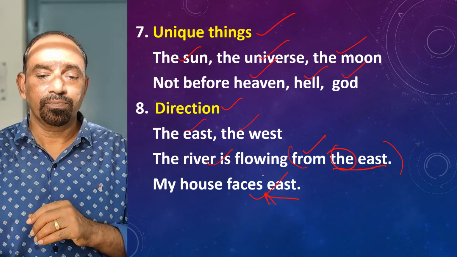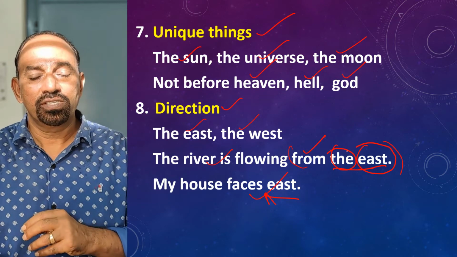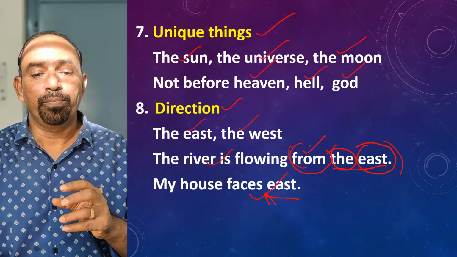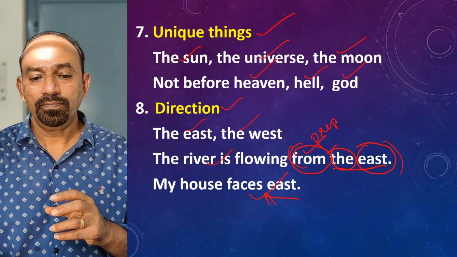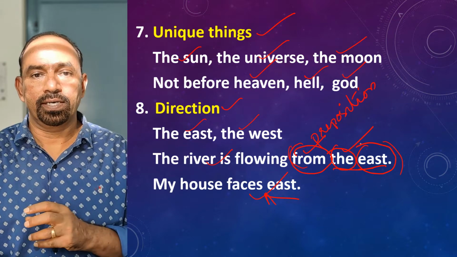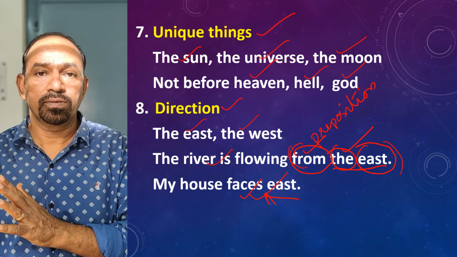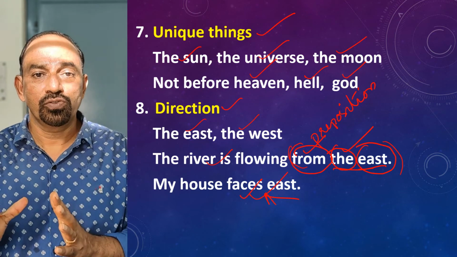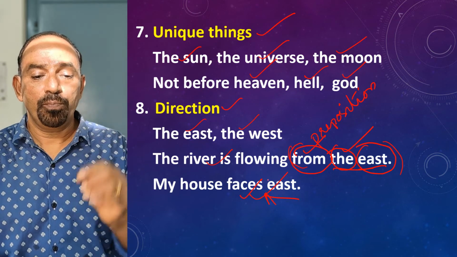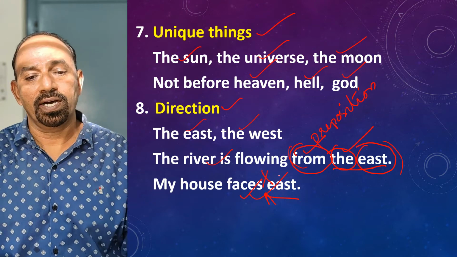The reason is, when we use the directions along with a preposition, we should use the definite article. Look at the second sentence: My house faces east. Here no preposition is used. If no preposition is there, we never use the definite article.